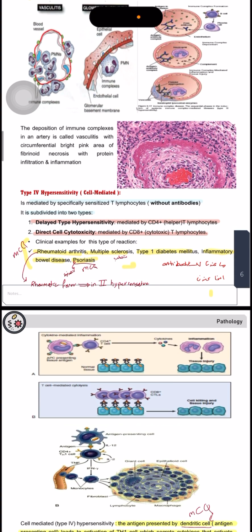Type 4, cell-mediated hypersensitivity: there is no antibody, because the T lymphocyte is sensitized. It is divided into two types: delayed type, CD4, as in TB infection, or direct cell cytotoxicity, as in virus or cancer. Examples are rheumatoid arthritis, multiple sclerosis, and type 1 diabetes mellitus. It may also be related to celiac disease, inflammatory bowel disease, and Sjogren's disease.